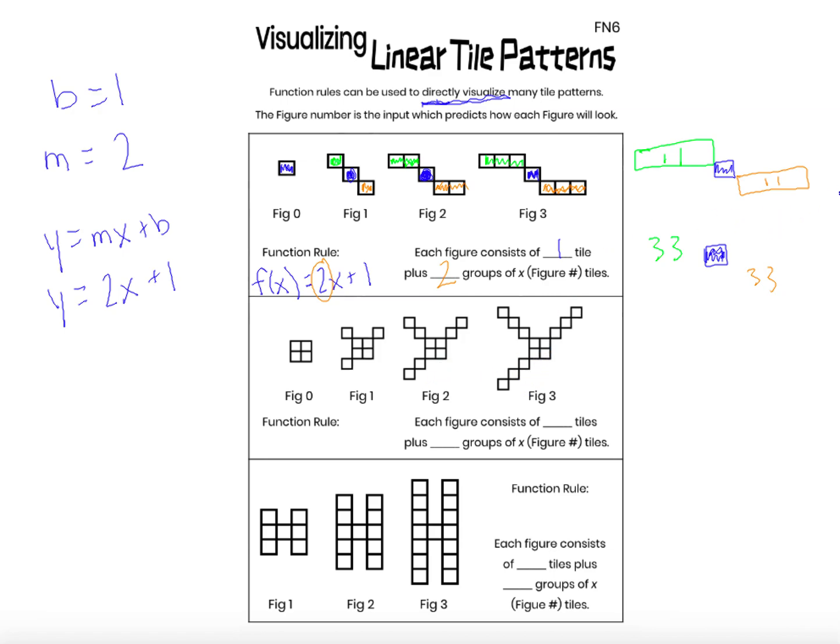But if you don't initially see that, you can use what we learned in our linear unit to write the equation first. What that means is we're looking for the start value and the rate of change. The start value is 4. Figure 0 has 4 tiles. And then we're adding 1, 2, 3.